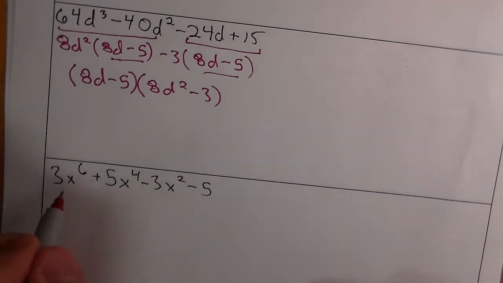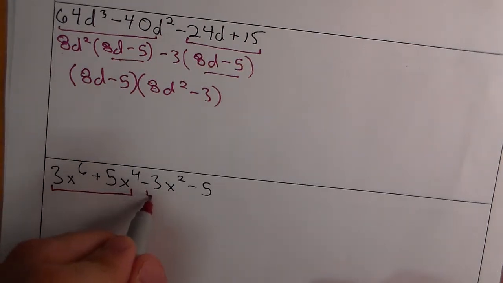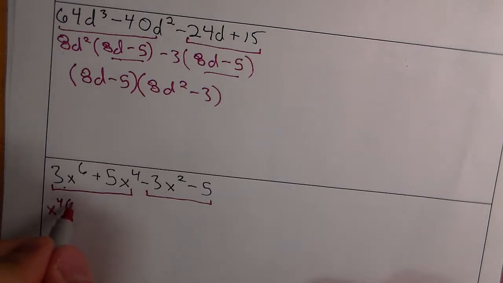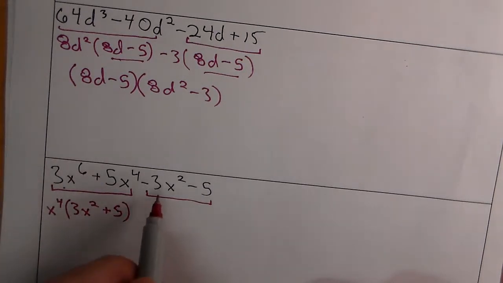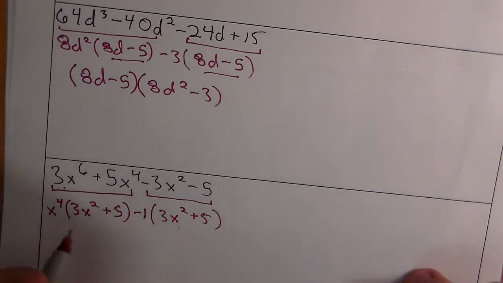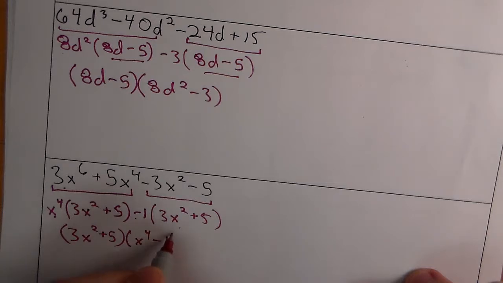Next problem. We look here, first two, last two. These 3 and 5 are not factorable. They're relatively prime to one another, but they have an x to the fourth in common. So that leaves me with 3x squared plus 5. Now I want this one to match, so I'm going to take out a negative 1, changes both of its signs, so it's now 3x squared plus 5. This factors out, 3x squared plus 5. The leftover terms are x to the fourth minus 1.